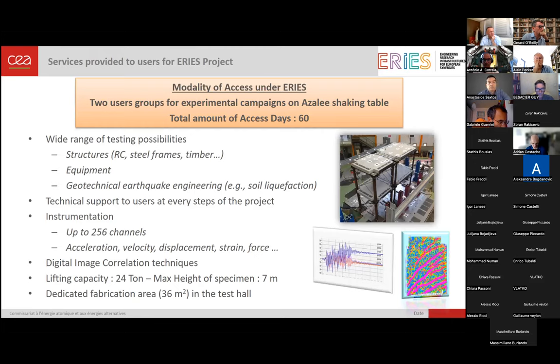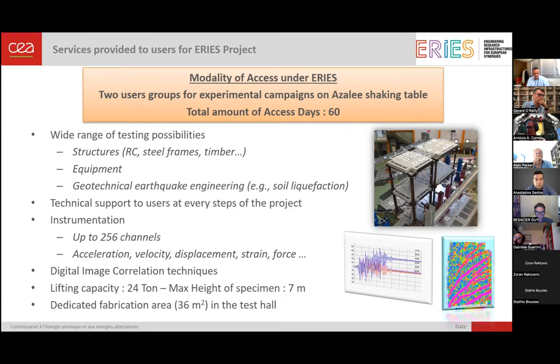In terms of services, for the ERIES project, we will be able to perform two experimental campaigns on the AZALEE shaking table with a total amount of access days of 60. As you have seen, we are able to perform a wide range of testing on structures and equipment, or on geotechnical earthquake engineering. As for my colleagues of the project, the lab will provide technical support to users at every step of the project.